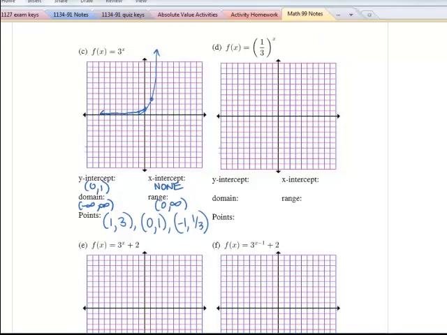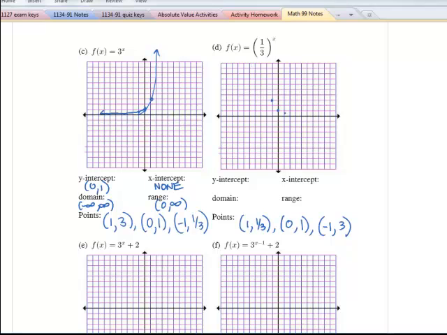All right. Then the next one, if I choose x equals 1, I'd have a third. x equals 0, I'd have 1/3 to the 0 would be 1. And if x is negative 1, I have the reciprocal of a third, which would be 3. So (1, 1/3), (0, 1), and (negative 1, 3). Notice this is just a reflection of the graph we just did across the y-axis.